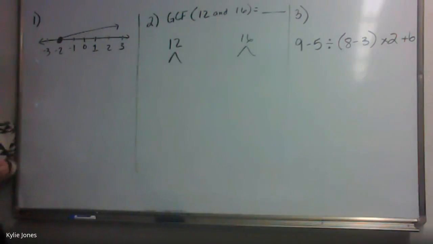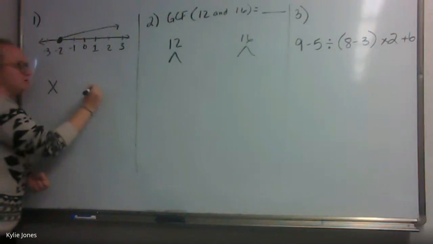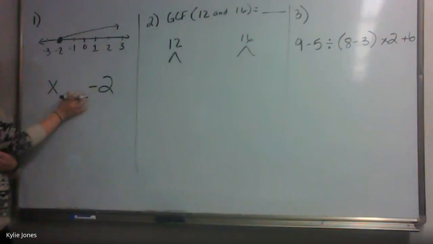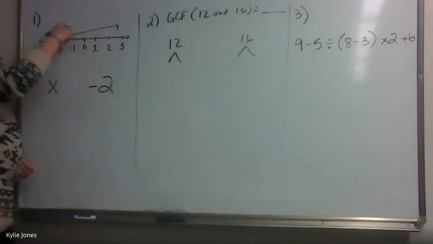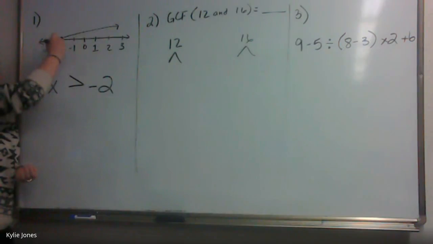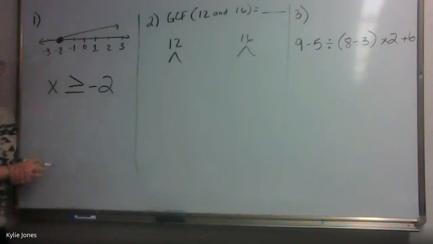Let's start with number 1 here. First, we need to write the inequality that goes with this graph. So we know that we're going to use x because it's just an easy variable to use. And then what number is my dot on? -2. Good. Now we need to figure out the inequality sign that goes in the middle. Is my arrow pointing to numbers that are greater than or less than? Greater than. So it's greater than. But since it's a closed dot, it has to be greater than or equal to. So this is a closed circle, and that means that it's equal to as well.